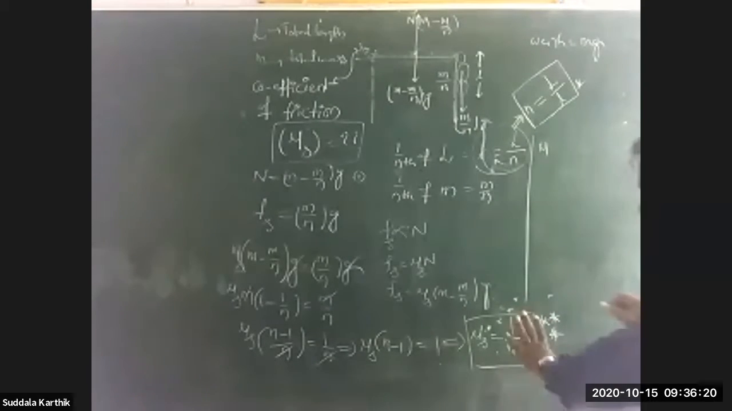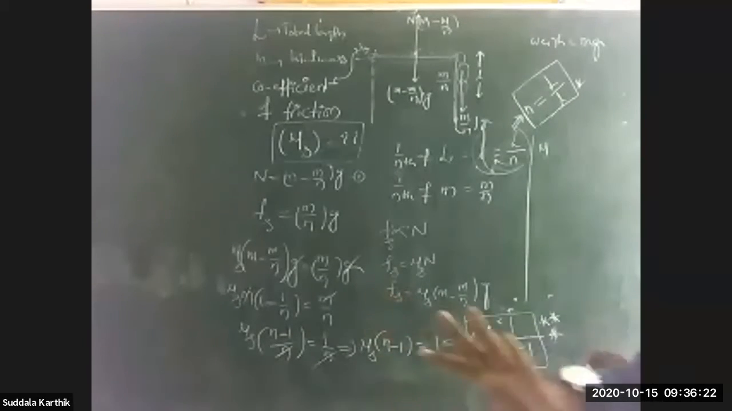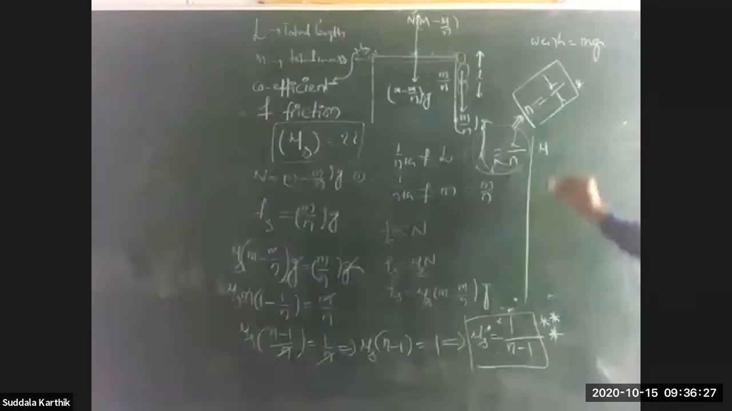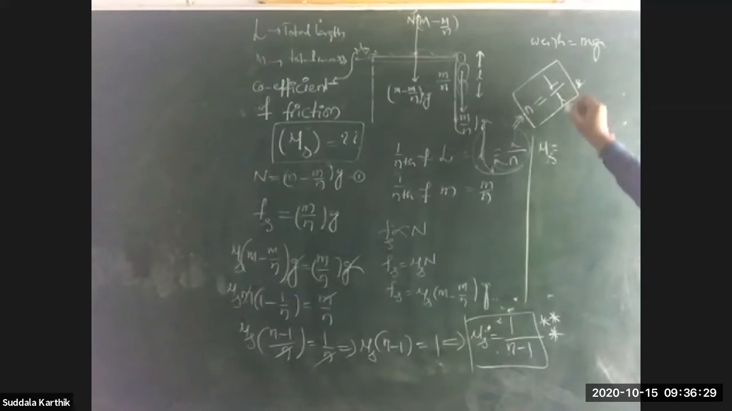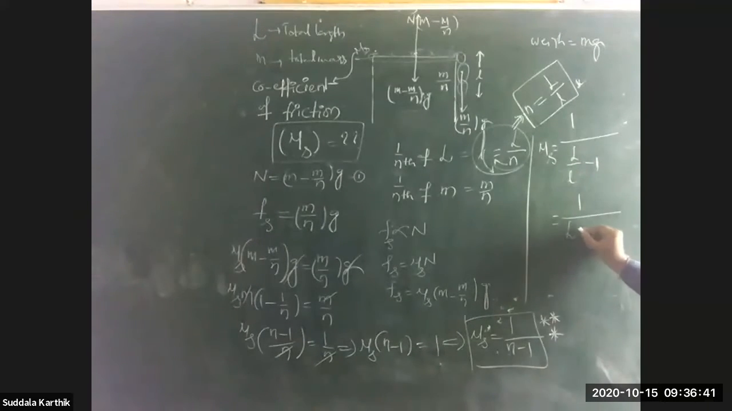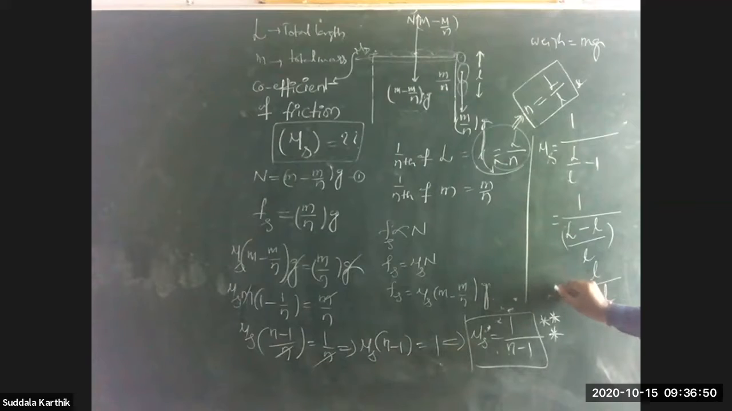Mu s, already the task was over. Task completed, Nana. You don't worry about that. But now mu s is equal to 1/(n minus 1), which is what, Nana? 1/(capital L by small l minus 1). So 1 by capital L. I am taking LCM, Nana. Minus l by l. So you can also write l going to the numerator: l/(capital L minus small l).